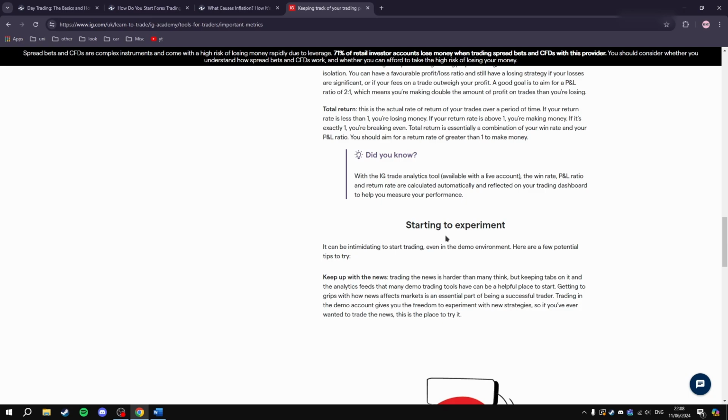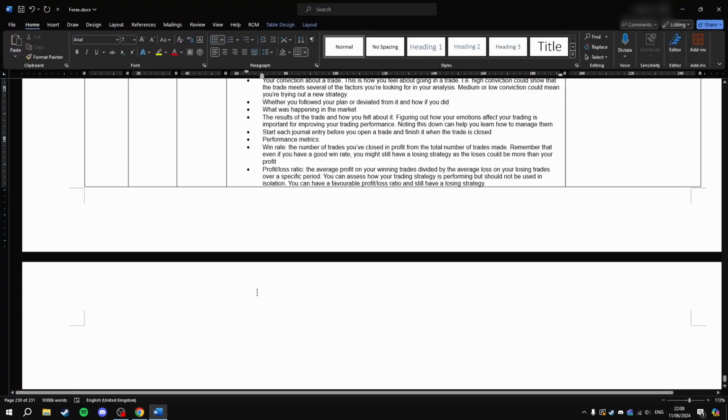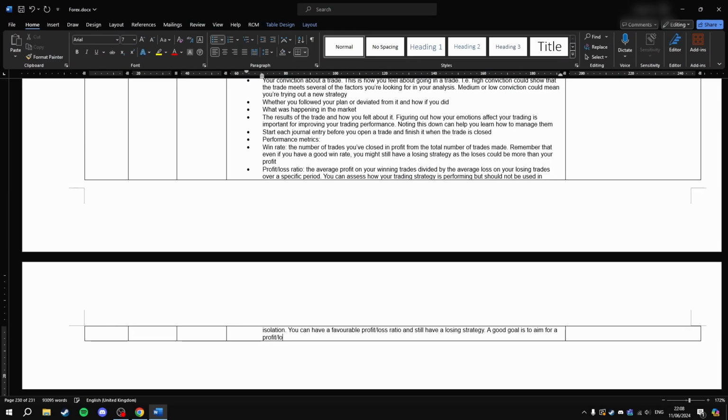A good goal is to aim for a profit and loss ratio of 2 to 1, which means you're making double the amount of profit on trades that you're losing.